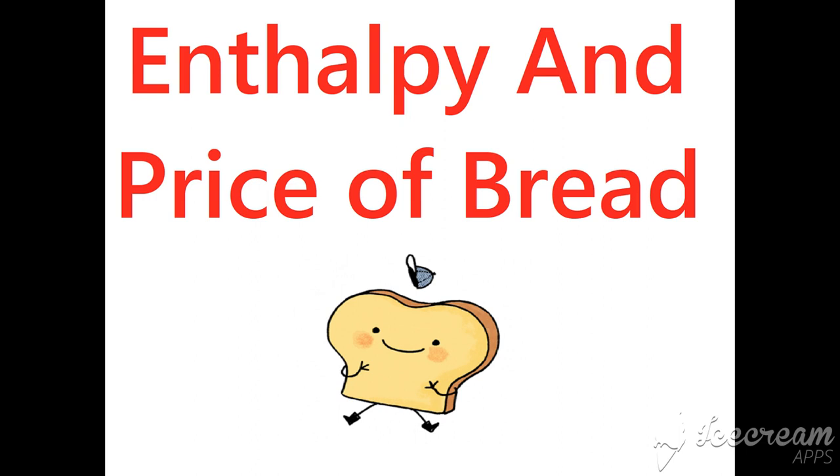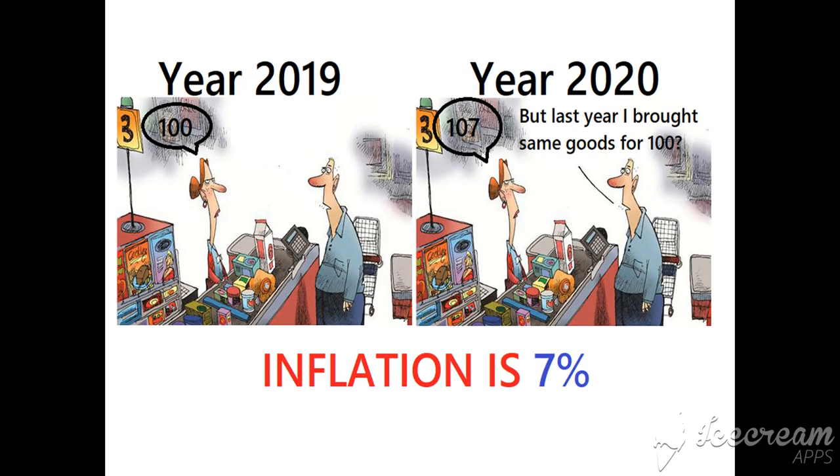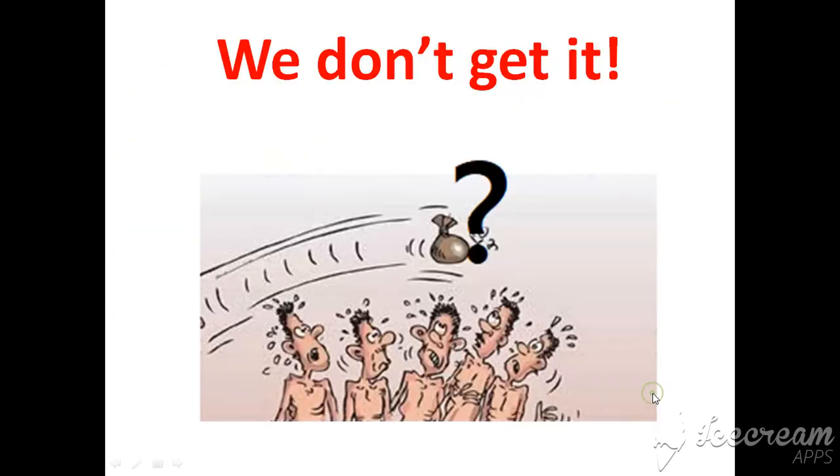Right. So today we are going to discuss enthalpy and the price of bread. Let's see what's happening there. Now, these are two different years, right? In 2019, a person pays 100 for some amount of items, and for the same items, he pays 107 in year 2020. That means it has been increased. The price of the good has been increased by 7. So we know this one as inflation. Increasing price of goods and services, we call it inflation.